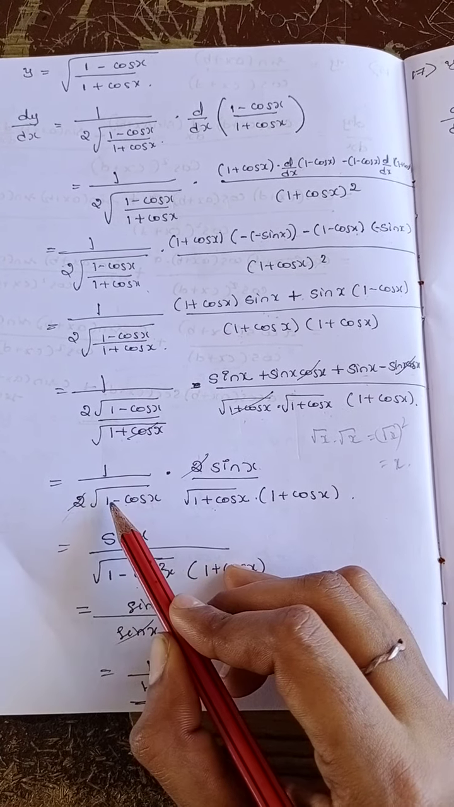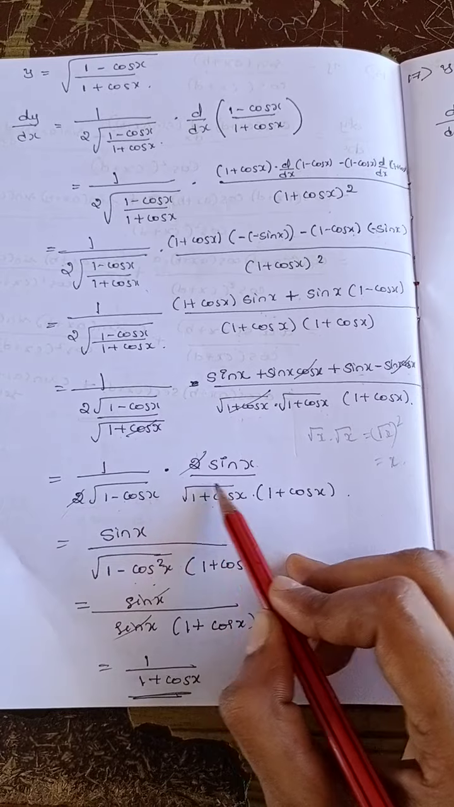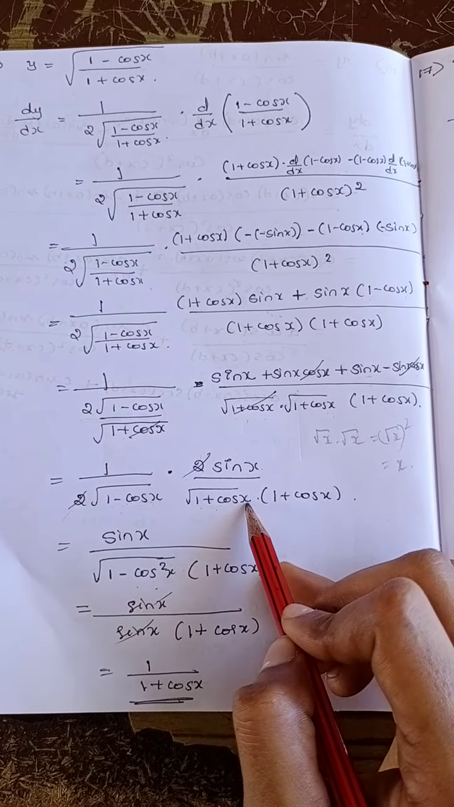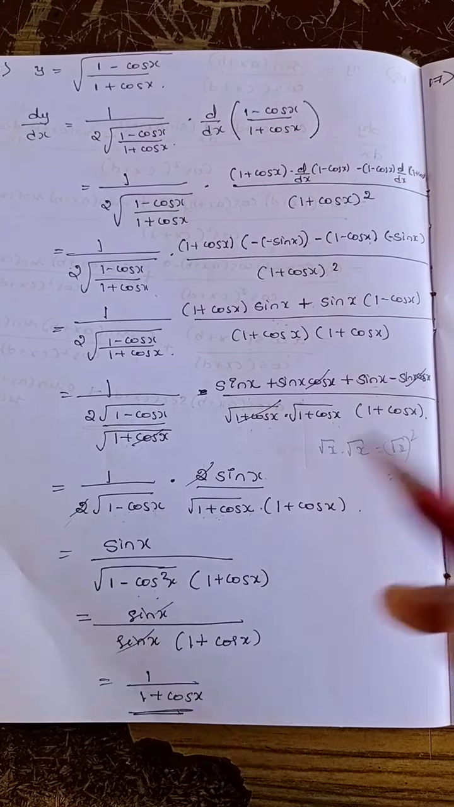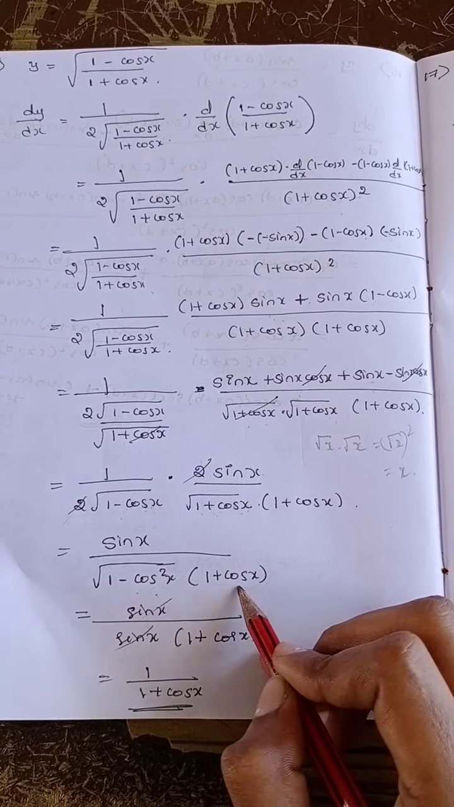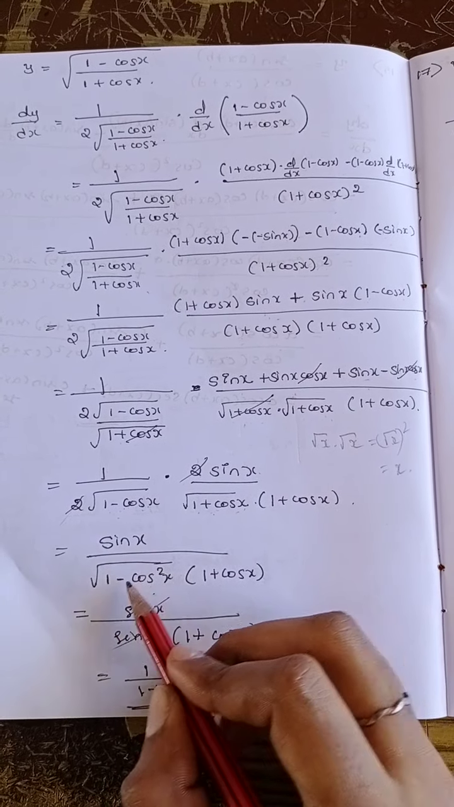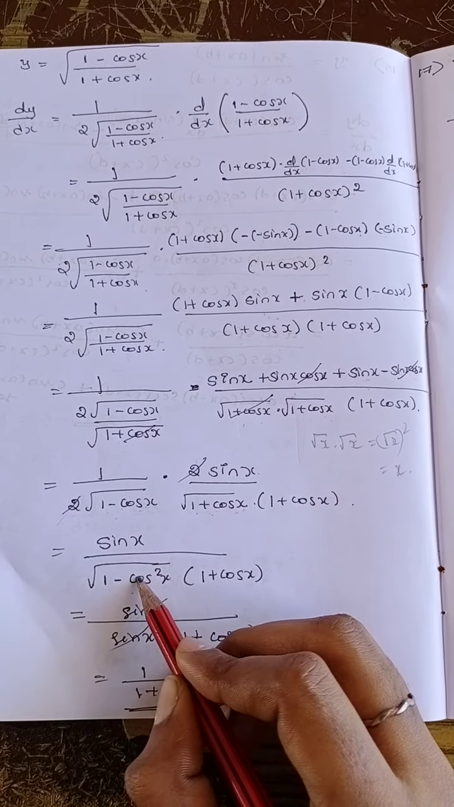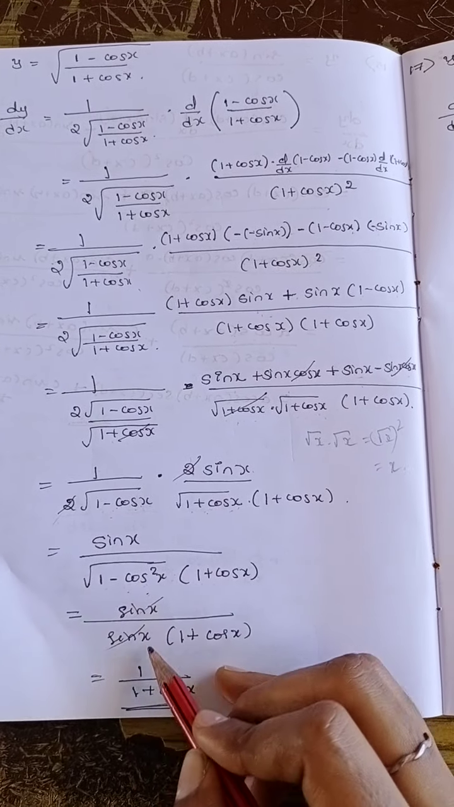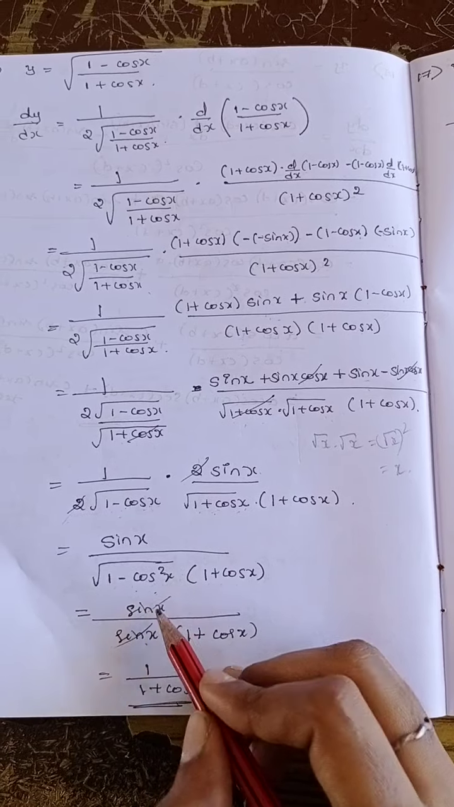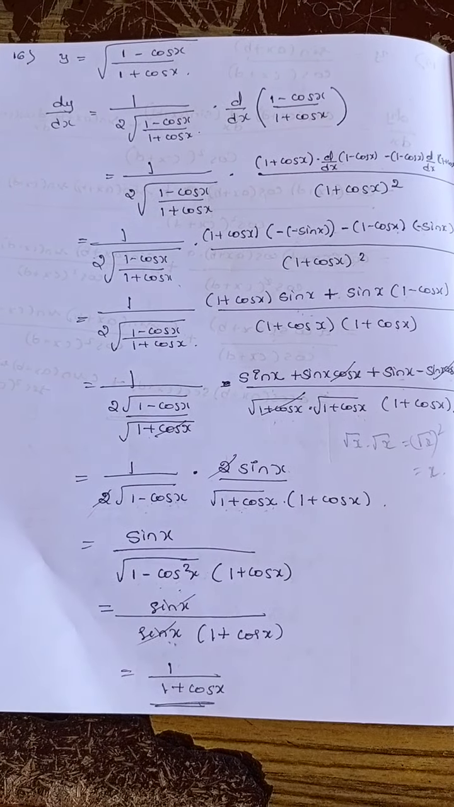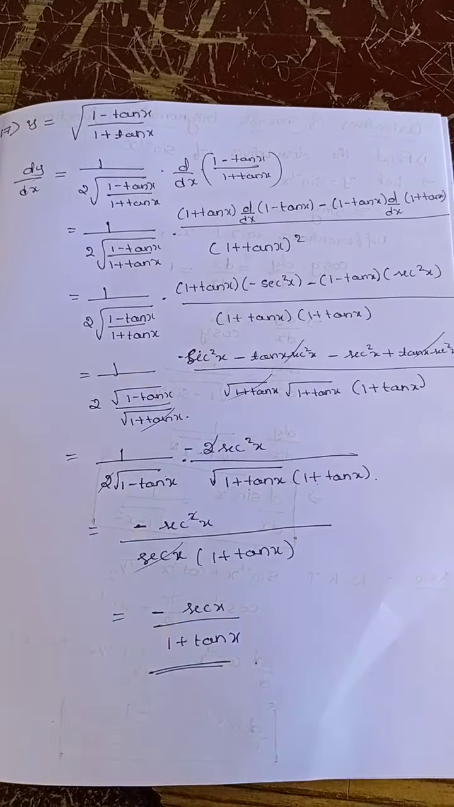the square root of 1 minus cos x into the square root of 1 plus cos x. This is in the form of a minus b into a plus b, the formula is a square minus b square, that is the square root of 1 minus cos square x, this is sin square x. The square and square root get cancelled, that is equal to sin x. So sin x gets cancelled, that is equal to 1 divided by 1 plus cos x. Now come to the next problem.